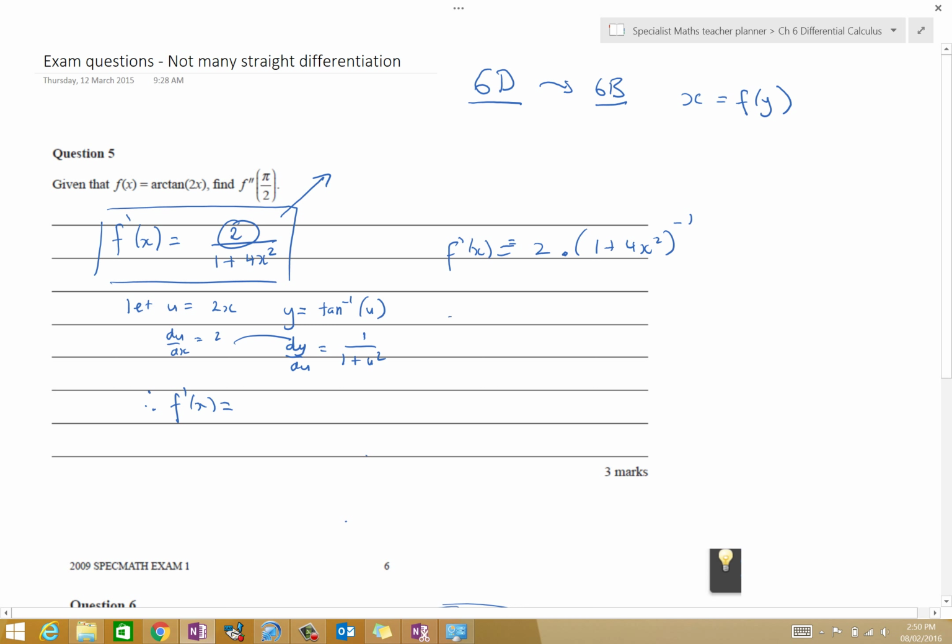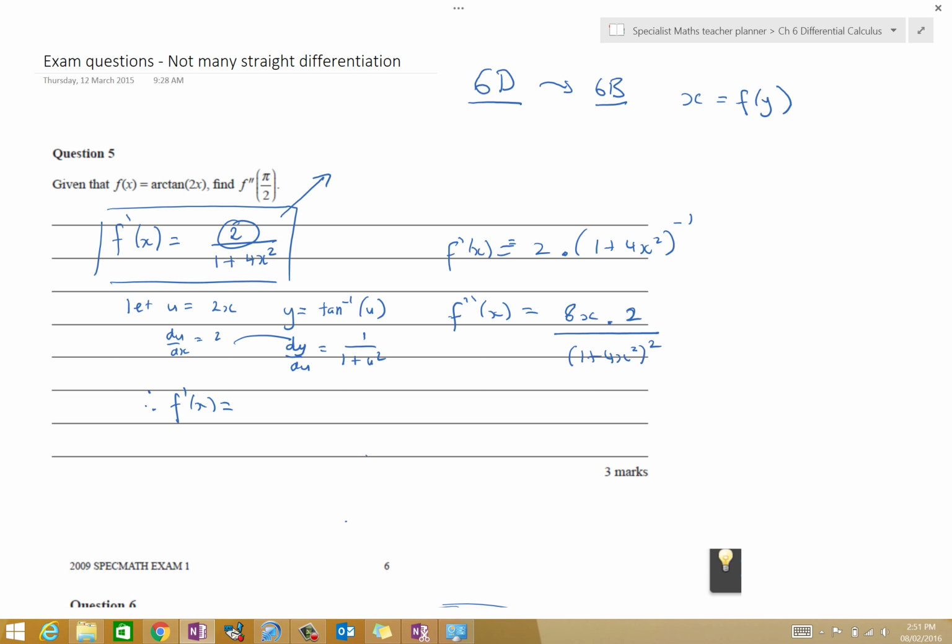So f double dash of x. We don't need the quotient rule at all for this one, do we? Because 2 is not a function as such, just a constant. F double dash of x is equal to, we've got the 8x out the front, times 2, and we're dropping that power by 1, aren't we? So essentially we've got 1 plus 4x squared to the power of 2. All right, now we've got f double dash of x.